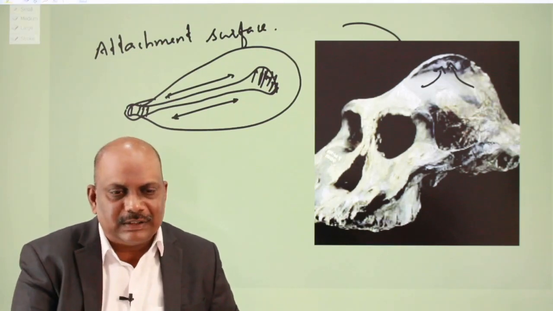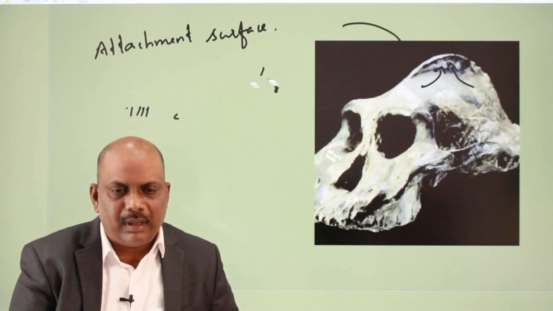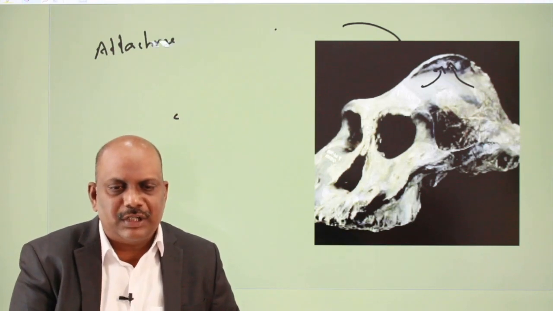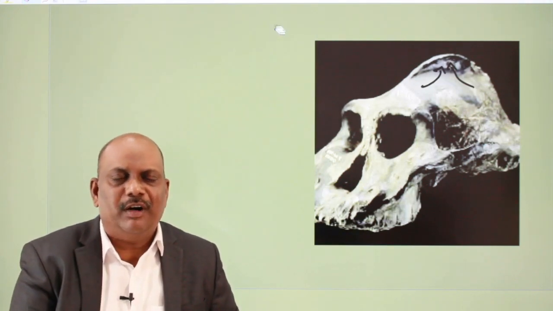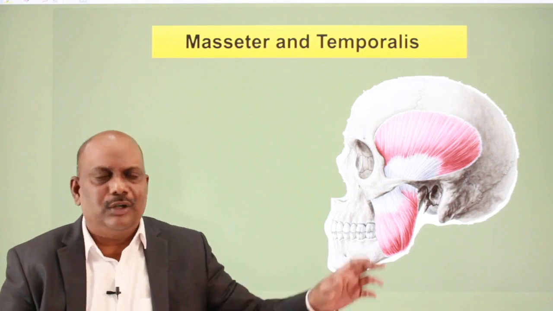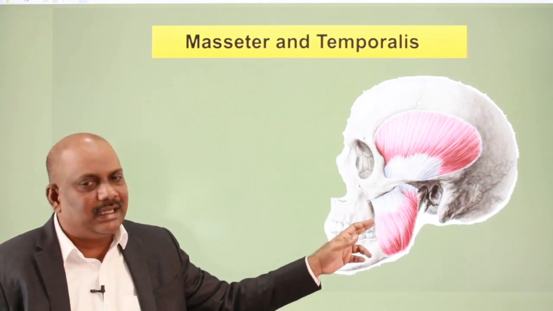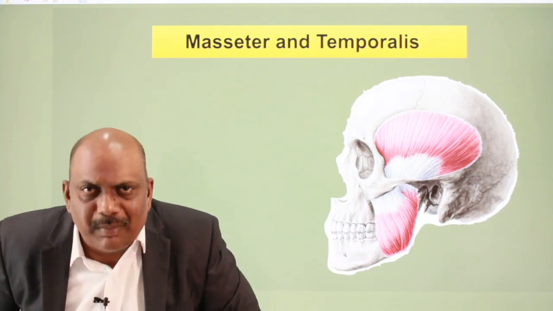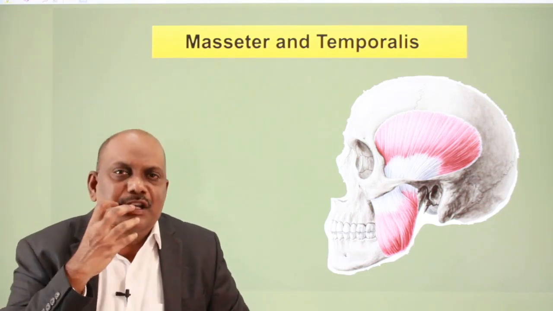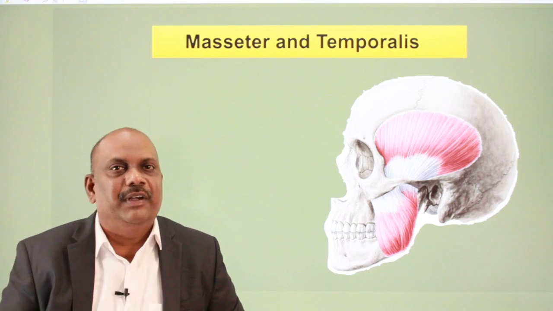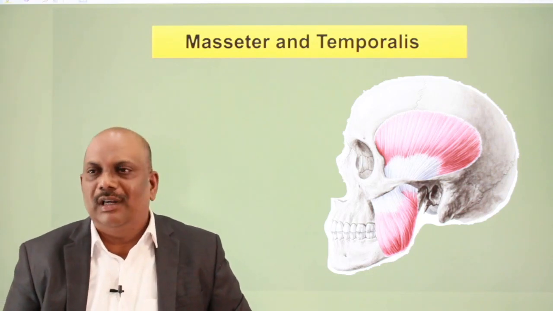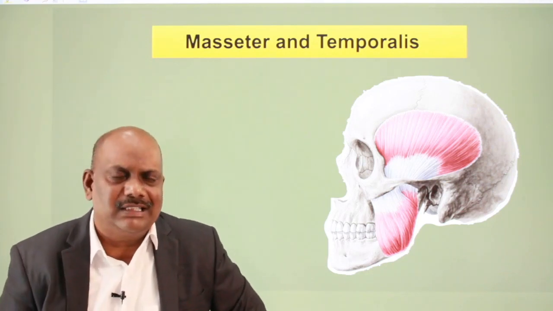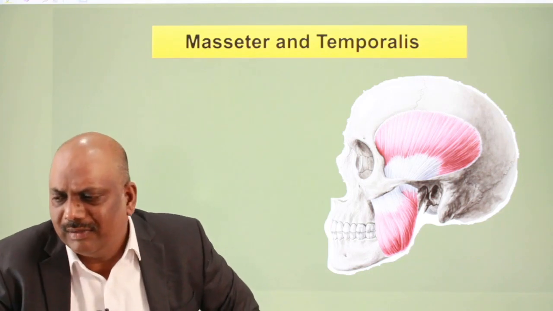Similarly here, this sagittal crest provided attachment for a few muscles called the masseter and the temporalis. So these are the two muscles, masseter and temporalis. These are the muscles meant for jaw movement, biting and chewing. We know that now most of the meat which we eat is almost like a piece of bread.